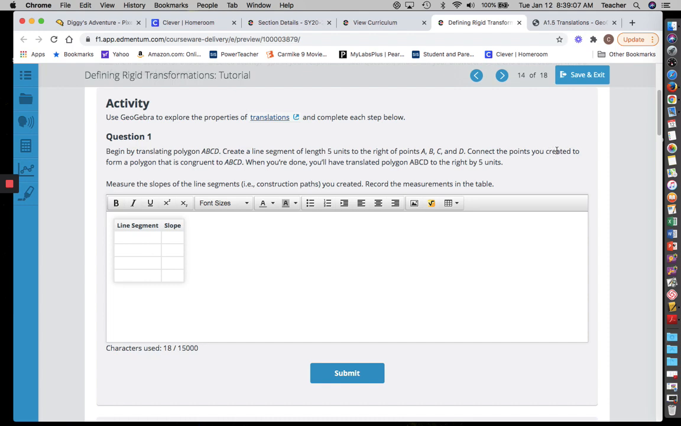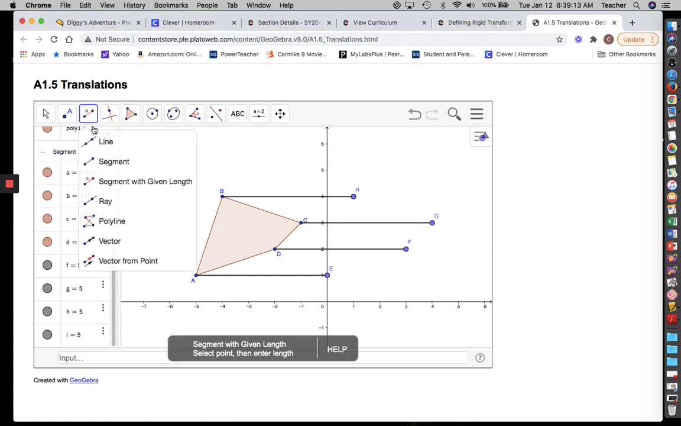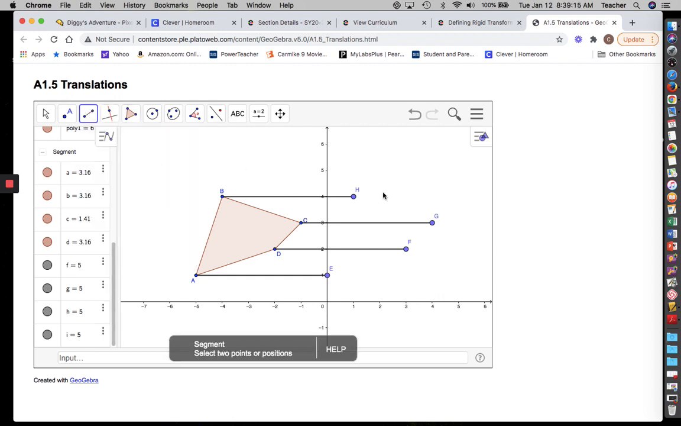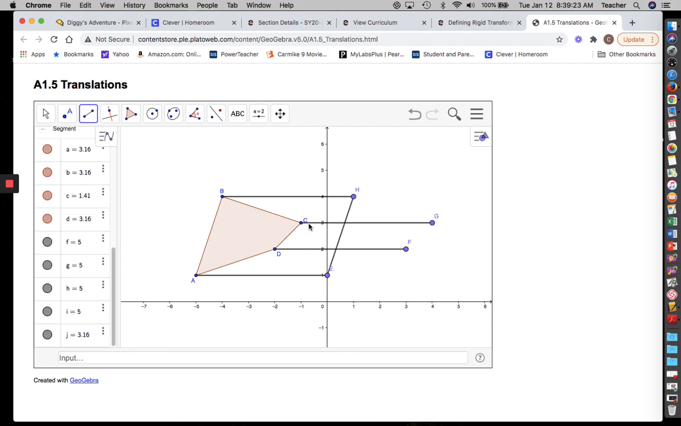All right. Connect the points you created to form a polygon that is congruent to ABCD. All right. So let me go to my segment this time. So looks like A connected to B, so E will connect to H. B connected to C, so H connects to G. C connected to D, so G connects to F. And D connects to A, so F connects to E.